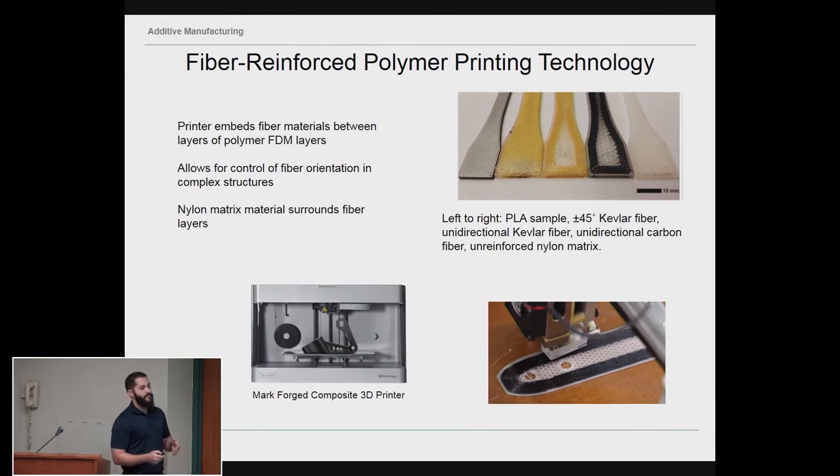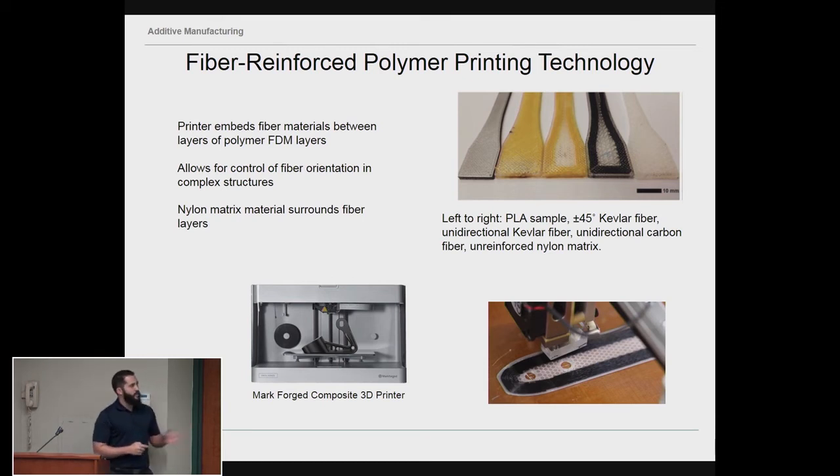And lastly, we have looked at some fiber reinforced polymer printing as well. That's the MarkForge printer. So it'll actually have a spool of some sort of fiber, Kevlar or carbon fiber tows, and it'll lay that along with nylon substrate. And you can see these diagonal samples here. So this will be Kevlar 45 degrees plus or minus, Kevlar unidirectional, and then carbon fiber unidirectional. And this last one is just nylon.